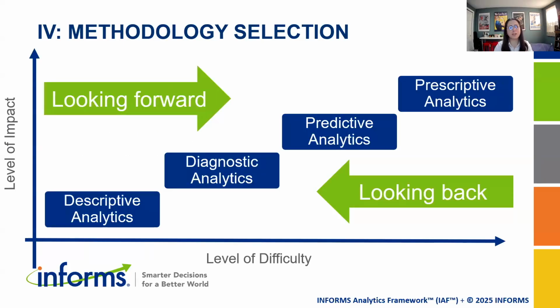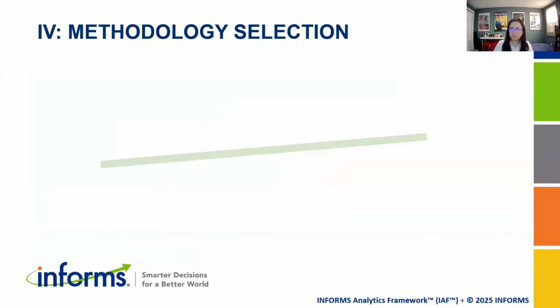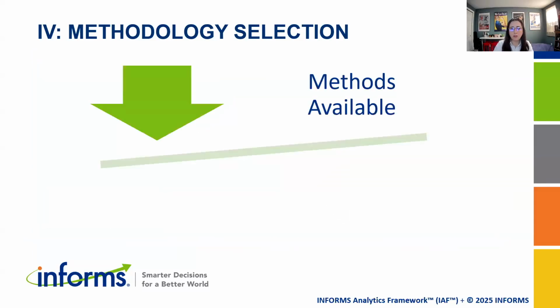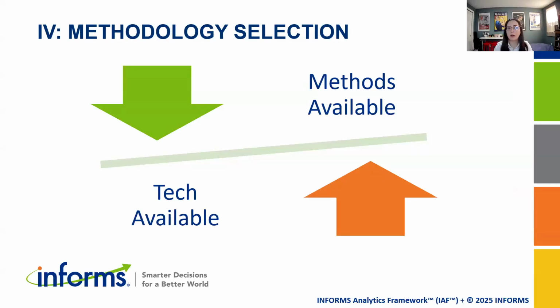So again, going back to this analytics continuum, if you're in predictive analytics, you're thinking, okay, what type of predictions do you need? Is this statistics predictions? Is it more machine learning? Which techniques might make sense for you? Which techniques are available to you? Whether that's just knowledge of them, or what can you actually do with the software, the technology that you have? So often the methods available and the tech available, these are really going to balance each other out.